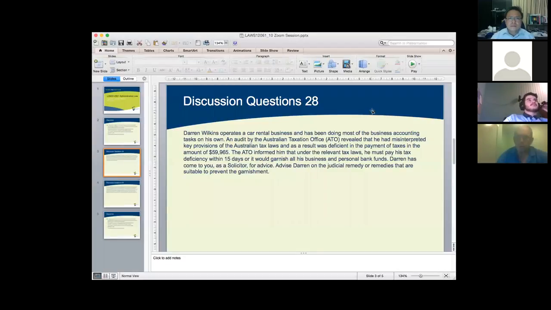Accounting tasks on his own. An audit by the Australian Taxation Office revealed that he had misinterpreted key provisions of the Australian tax laws and as a result was deficient in the payment of taxes in the amount of $59,965. The ATO informed him that under the relevant tax laws he must pay his tax deficiency within 15 days or it would garnish all his business and personal bank funds. Darren has come to you as a solicitor for advice. Advise Darren on the judicial remedy or remedies that are suitable to prevent the garnishment.